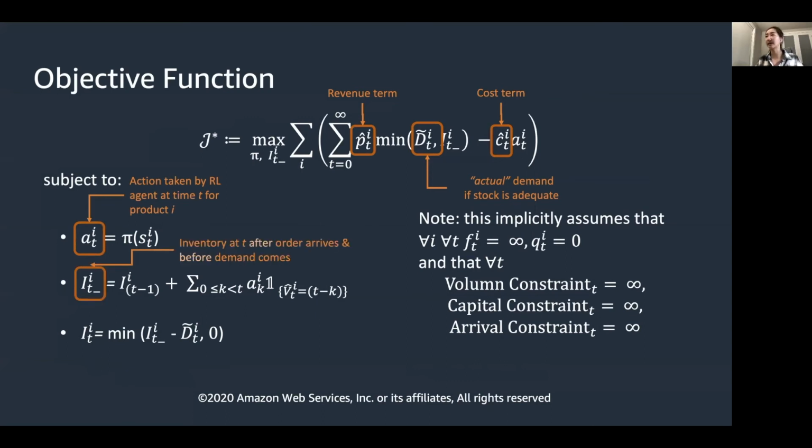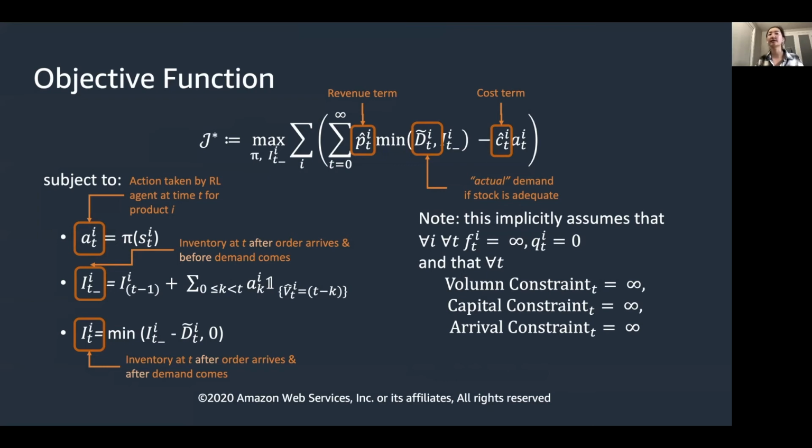We denote It minus as the inventory at time t after the order arrives and before the demand comes, and It plus as the inventory at time t after the order arrives and after demand comes. Note that this implicitly assumes that the fill rate is always infinity, meaning that the order amount decided by the RL agent can always be placed and received by the vendor. And Qt is 0, meaning that the cost of arrival is 0.